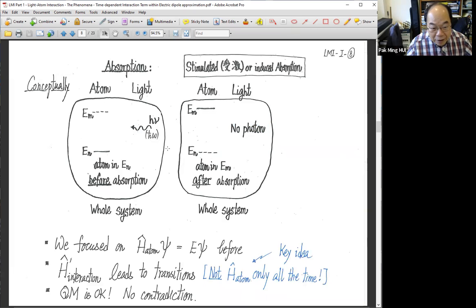And why could this happen to the other side? That is due to the interaction part. That is the concept, the qualitative concept.